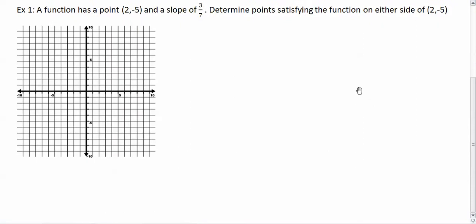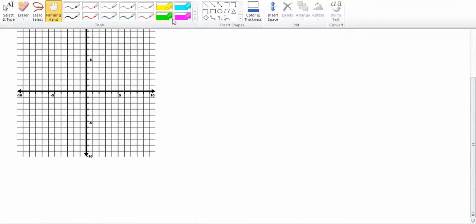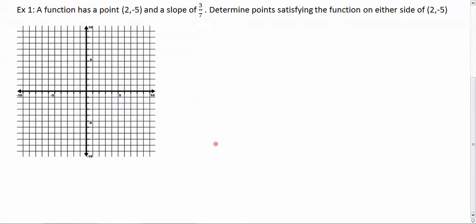So we have a function has a point (2, -5). That means the point (2, -5) satisfies that function. And the function has a slope of 3/7. We want to determine points satisfying the function on either side of (2, -5). So to help us out, I'm going to help us visualize this by graphing these points. So I have the point (2, -5).